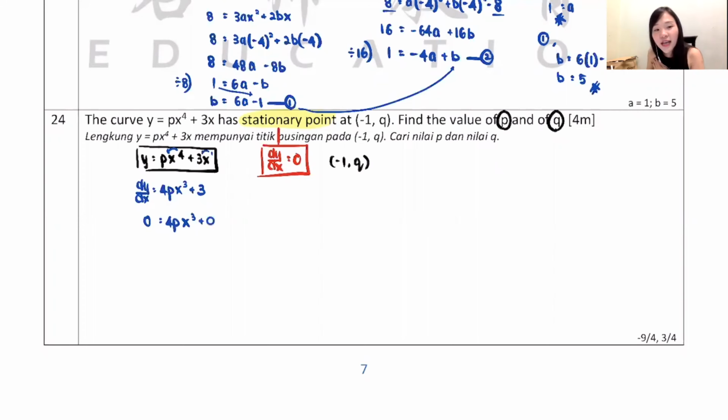After I sub 0 inside, then I see the unknowns are 2 unknowns, p and x, correct? I want to find p and q. So quite obviously, the p I can straight away sub. The x I can straight away sub, -1 inside. Can you see the coordinate is here?